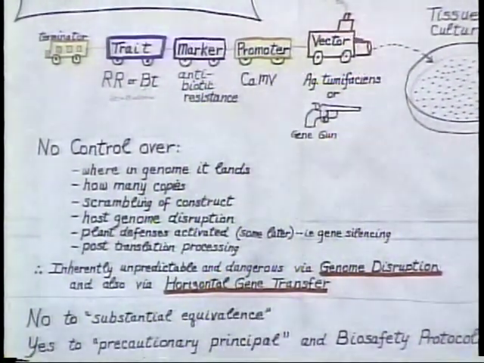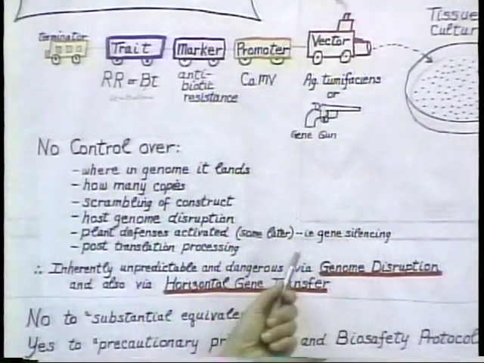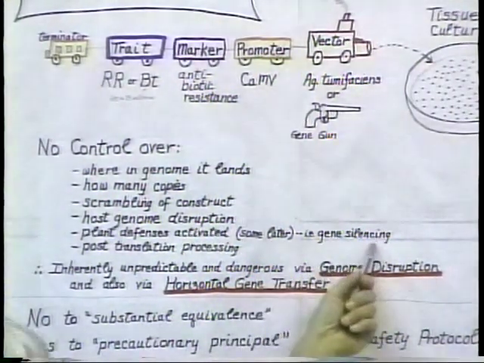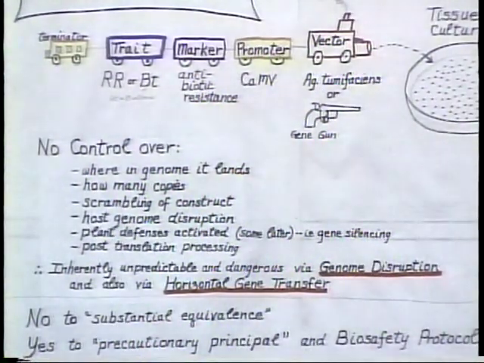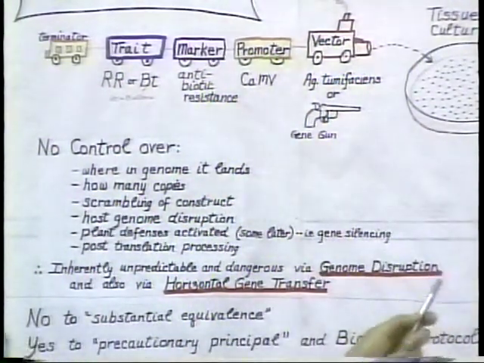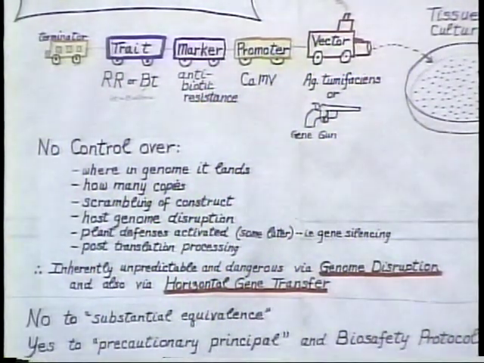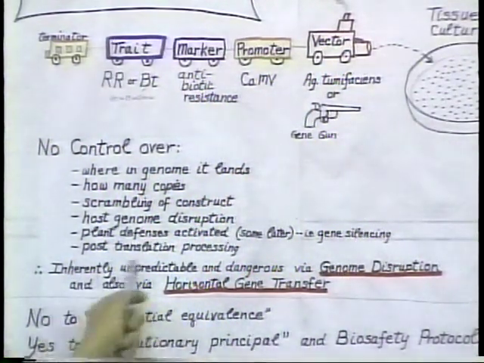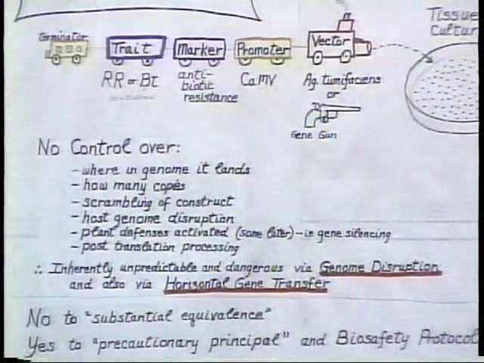Plants have enormous, complex, amazing defenses in all aspects, and also in the nucleus. Plant defenses for foreign DNA can be activated, and that's called gene silencing. That can be activated down the road, after this plant has been grown out and maybe reproduced. Gene silencing can happen and does happen. And then post-translation processing, well, when we come back to this, maybe we'll talk about that.